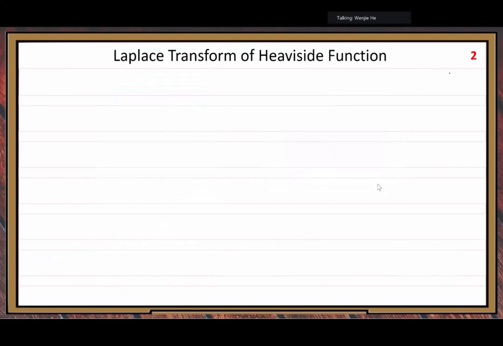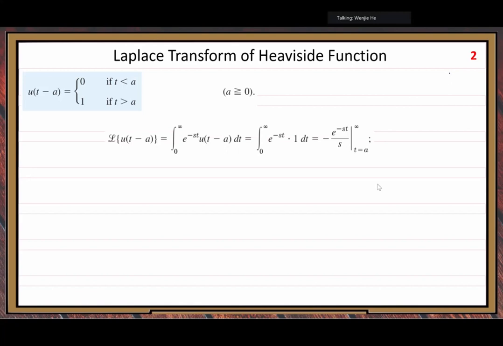Now, first, we want to calculate the Laplace transform of the Heaviside function. Very easy. With this definition, we apply the definition of the Laplace transform and calculate the integral of this simple function. So by the formula, the Laplace transform of u of t minus a, this general case. In the formula, I took this screenshot from the textbook, but I noticed there is some error here.